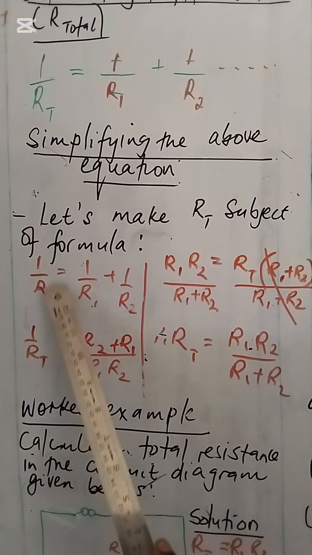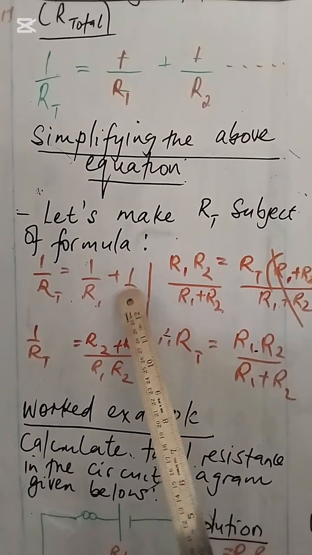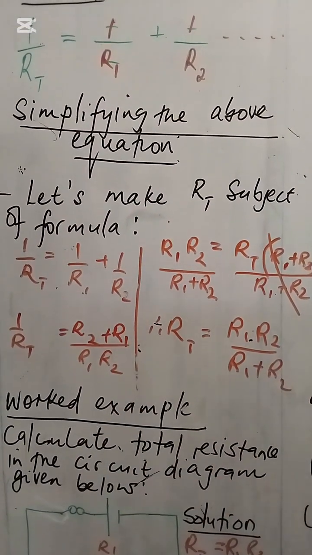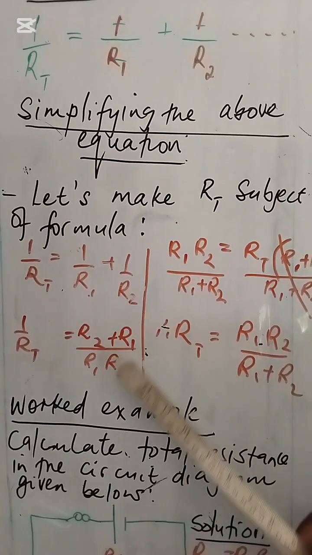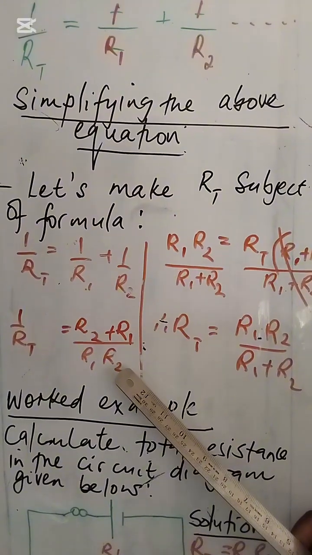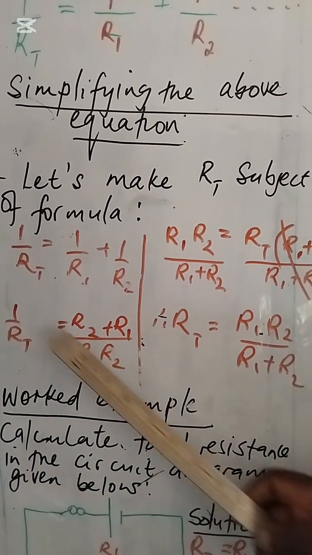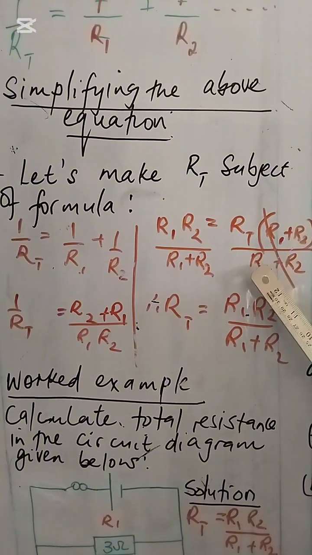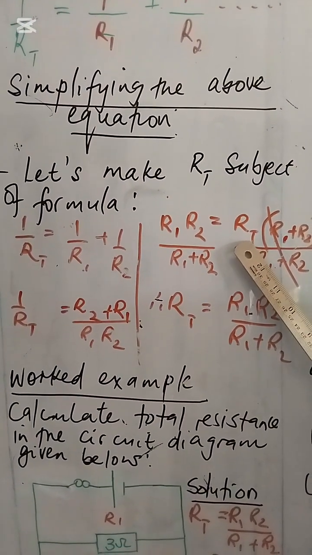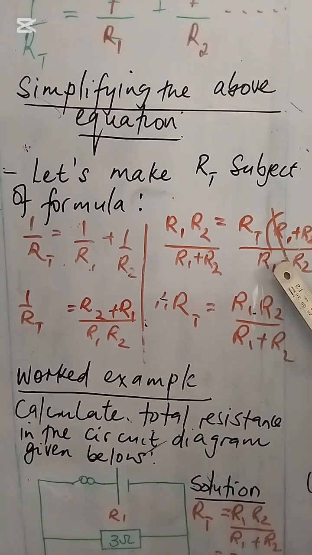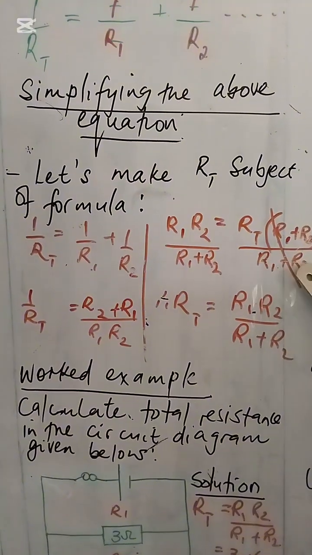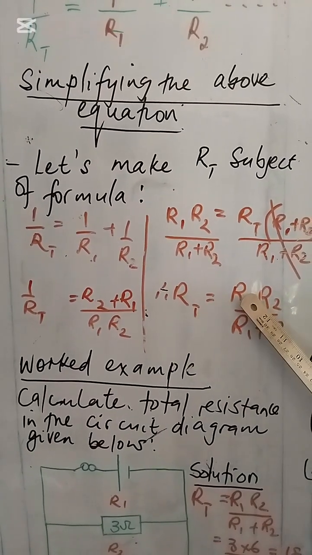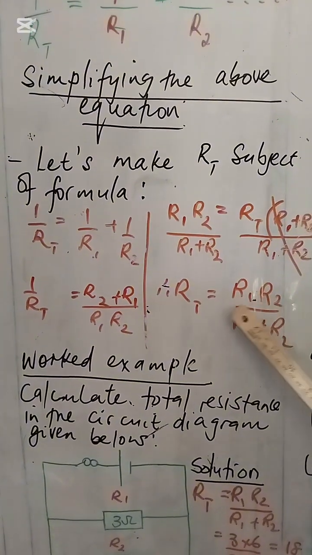1 over R total is equal to 1 over R1 plus 1 over R2. Then we look for the common denominator for R1 and R2, which is R1 R2. Then we cross multiply by R1 R2, times R1, then R total times this is given here. We want to have R total stay on its own side. So we divide this whole lot with this one, and we also do the same here. Therefore, R total becomes R1 times R2 over R1 plus R2.